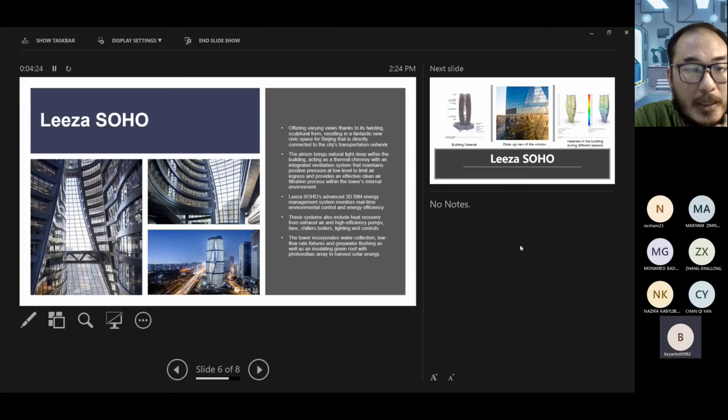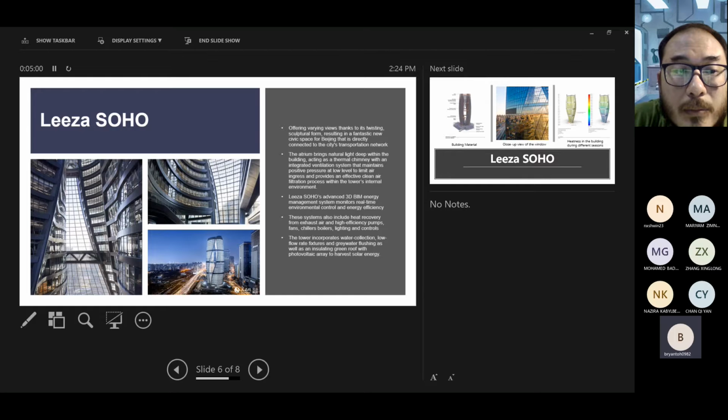And now I will present about the buildings, how they use natural light, and also how they fight against the negative effects of natural light. This is Lisa Soho in Beijing City. Lisa Soho offers varying views thanks to the twisting sculptural form, resulting in a fantastic new civic space for Beijing that is directly connected to the city's transportation network.